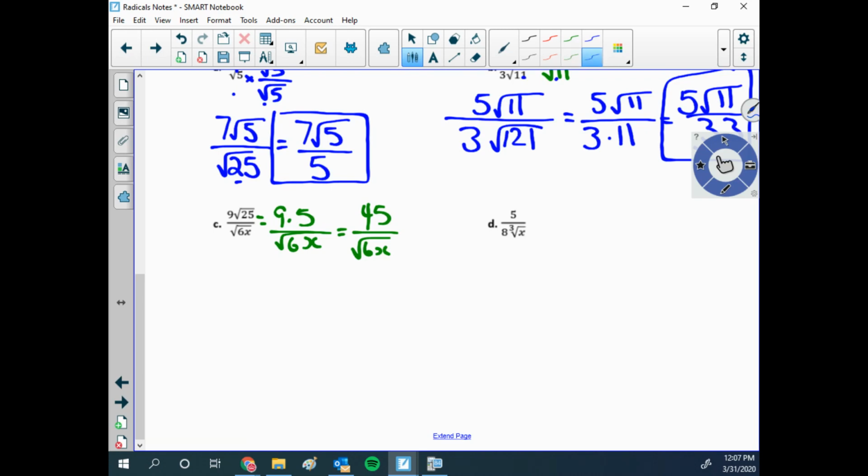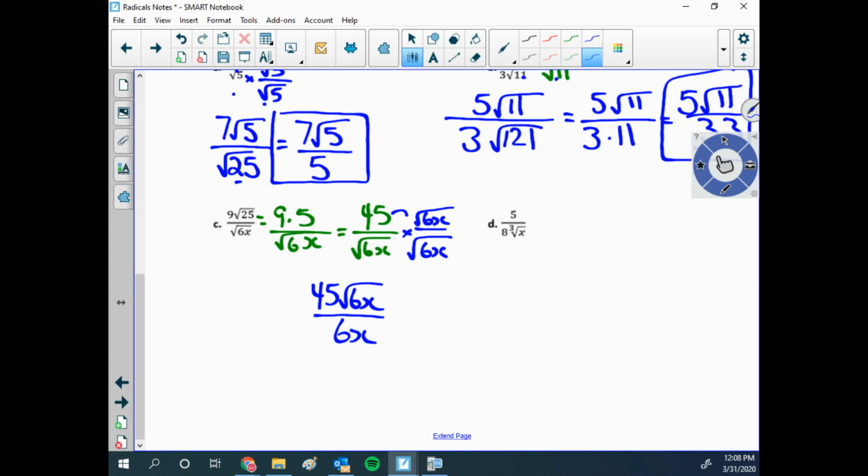So what I have to do now is rationalize my denominator. I need to get rid of the root sign on the denominator, so I'm going to multiply by whatever is included in that root sign. So I multiply by root 6x on the denominator, and what I do to the denominator I also have to do to the top. Multiplying here, 45 times root 6x just becomes 45 root 6x, and root 6x times root 6x gives me 6x. So that just gets rid of the root signs when I multiply them by each other.